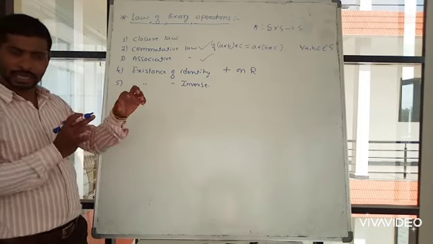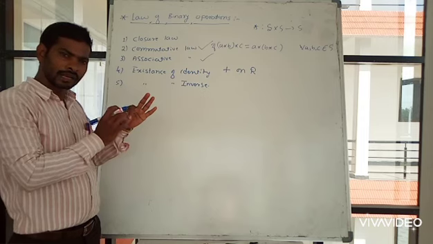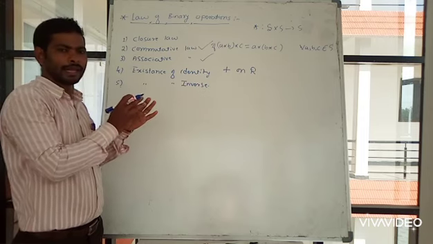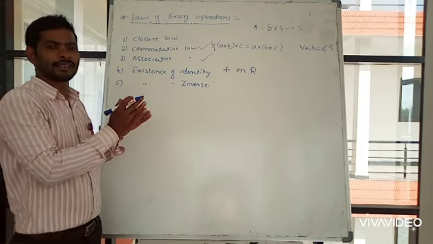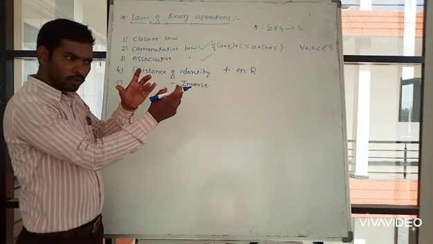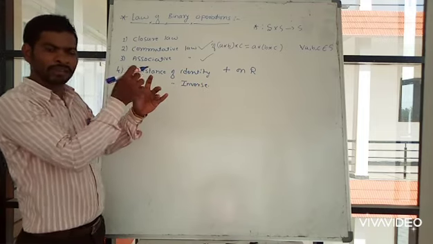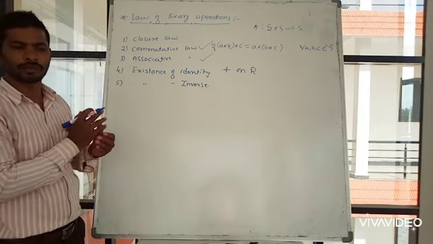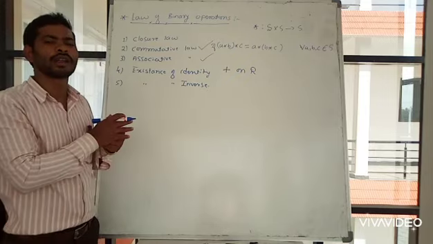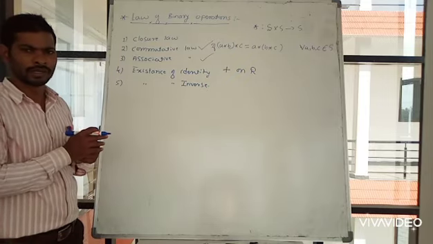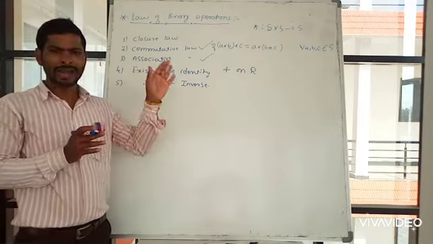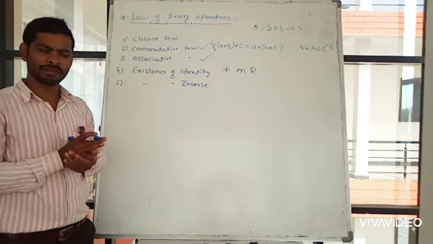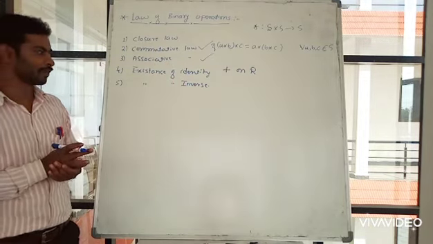1 plus 2 is 3, 3 plus 3 is 6. Similarly, if you add 2 plus 3, it is 5, 5 plus 1, it is also 6, from left to right or right to left. So if you add any three arbitrary real numbers, the result is always the same.